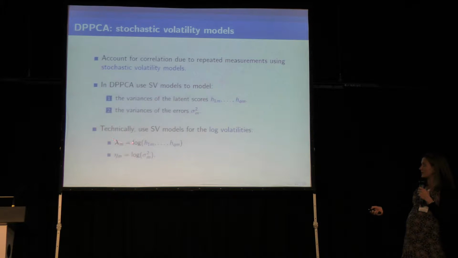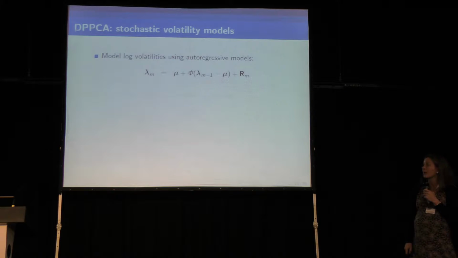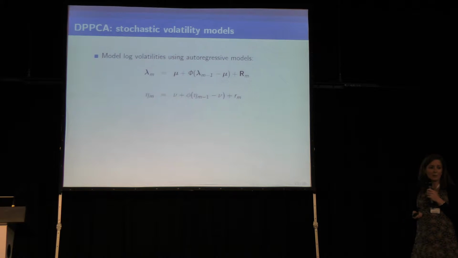So essentially what we do is we take the log of those variances and we model those. We simply model them using an autoregressive model of order 1. So I say my log volatility is equal to some mean plus some persistence parameter phi, which depends on the log volatility from the previous time point. So this is for the log volatilities for the principal component scores, and likewise a very similar model for the log volatilities of the errors.